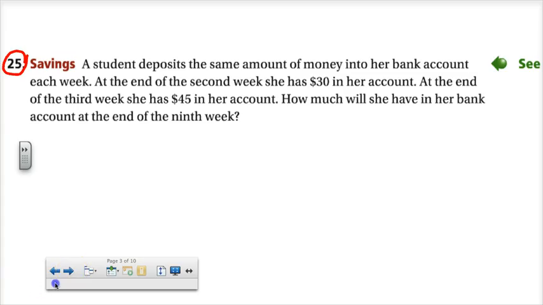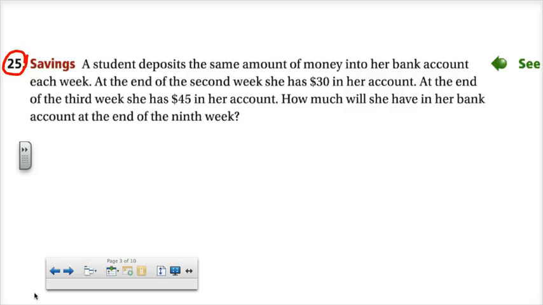On the next page, we have savings. A student deposits the same amount of money into her bank account each week. At the end of the second week, she has $30 in her account. At the end of the third week, she has $45 in her account. How much will she have in her bank account at the end of the 9th week?